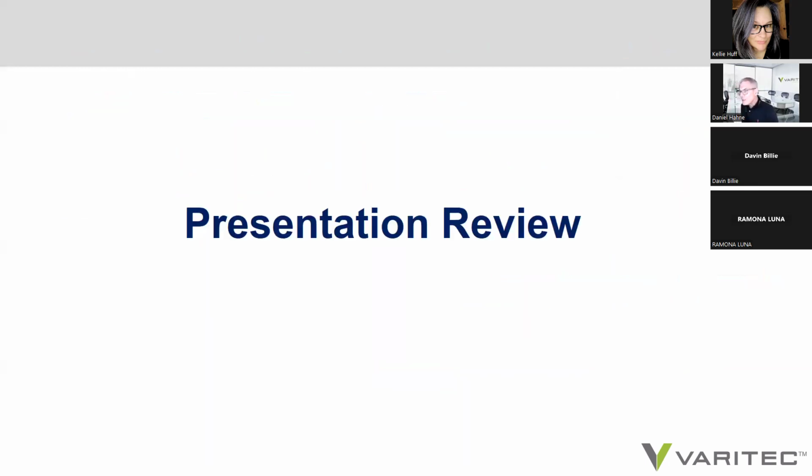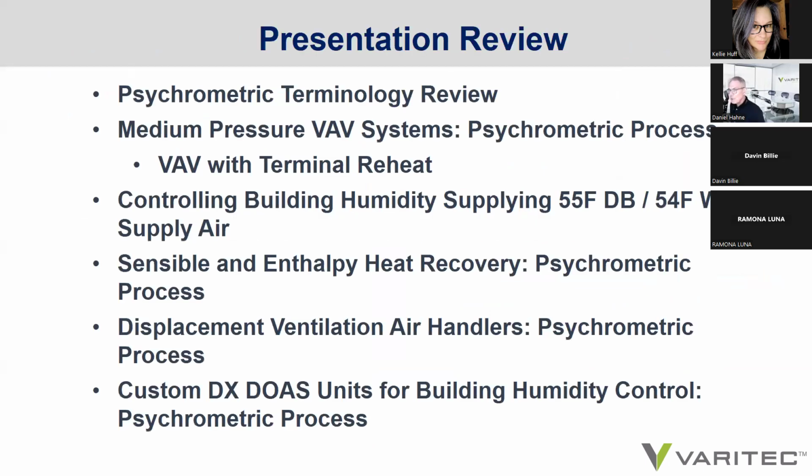So that is it for today's presentation. So just a quick review. We've covered a lot of information today. We looked at, again, and reviewed psychrometric terminology. We looked at medium pressure VAV systems and their psychrometric process. We looked at the challenge of providing 55-degree supply air off of coils to our more efficient buildings. We've looked at sensible and enthalpy heat recovery psychrometrically.